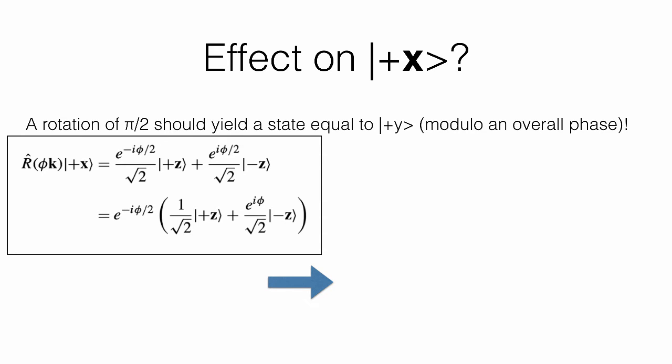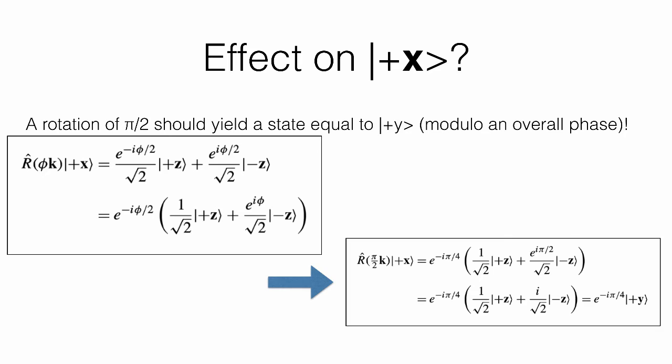Now, if the angle is pi over 2, we find that the expression becomes simply the plus y ket vector that we have already encountered in the previous screencast, times the phase factor e to the minus i pi over 4, which does not matter in terms of probability amplitudes. Okay, so all this formalism seems to work pretty well in terms of rotating one state into another.